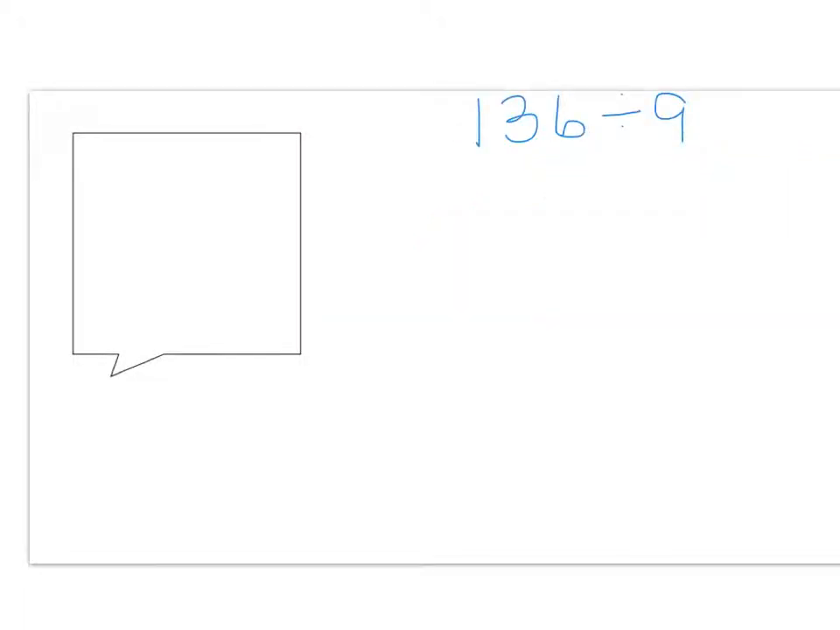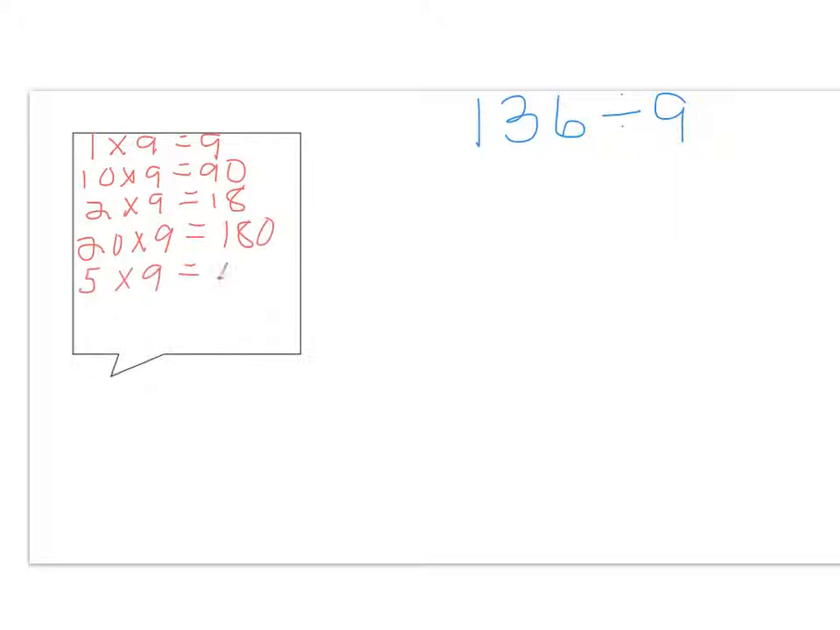All right, let's look at the second problem, 136 divided by 9, and our question is how many groups of 9 are in 136? So we're going to come over to our think bubble, and we're going to start writing our facts that are going to help us, and we're going to do 1 group of 9 equals 9, 10 groups of 9 equals 90, 2 groups of 9 equals 18, 20 groups of 9 equals 180, and 5 groups of 9 gives me 45.